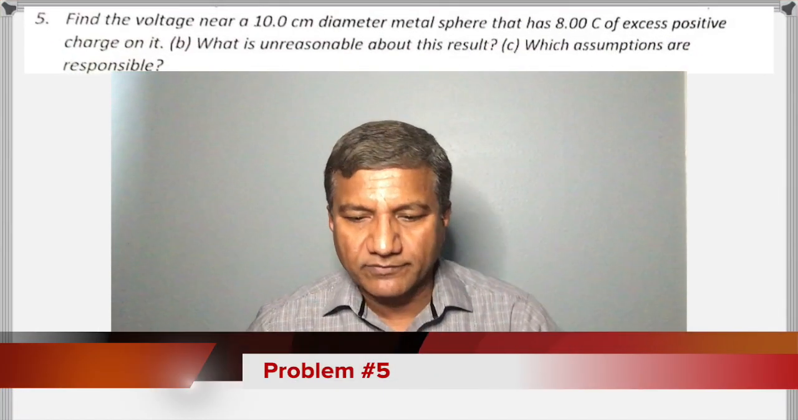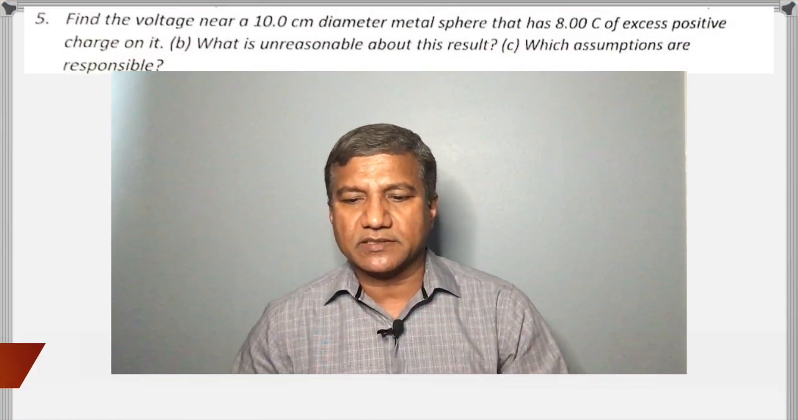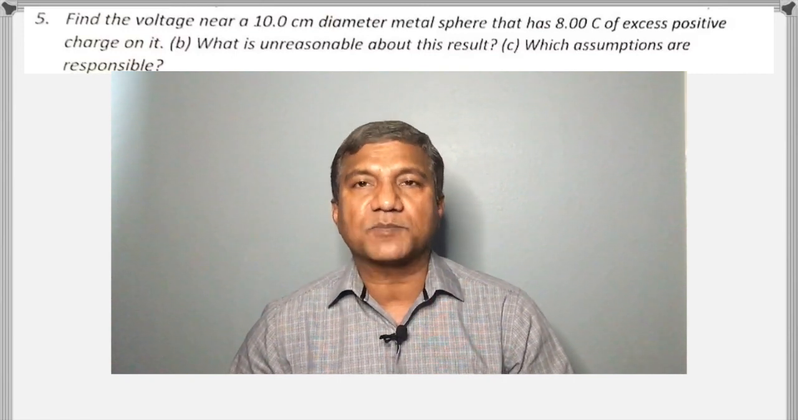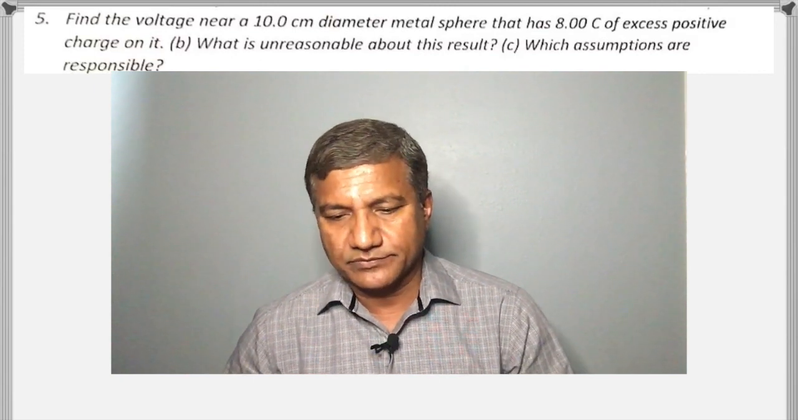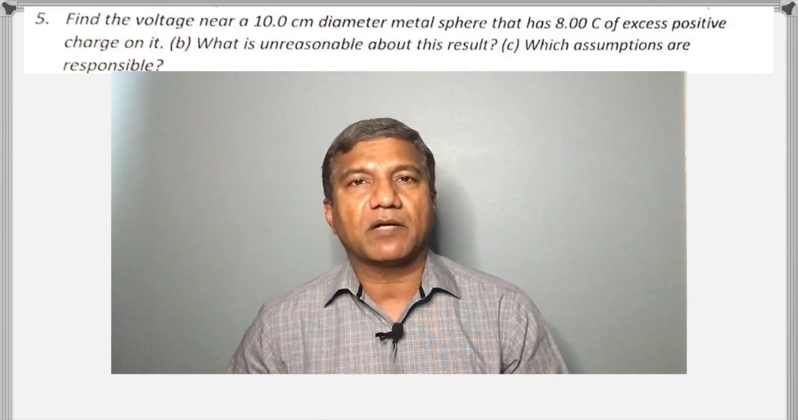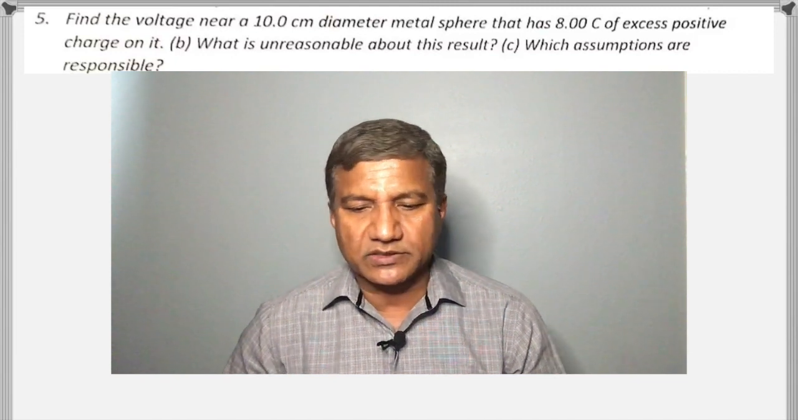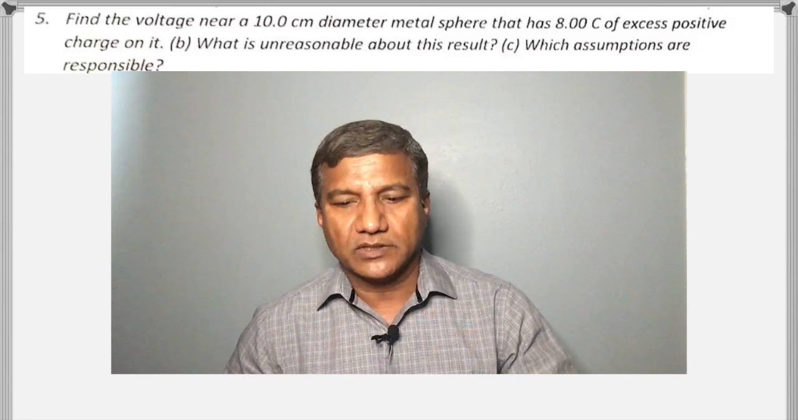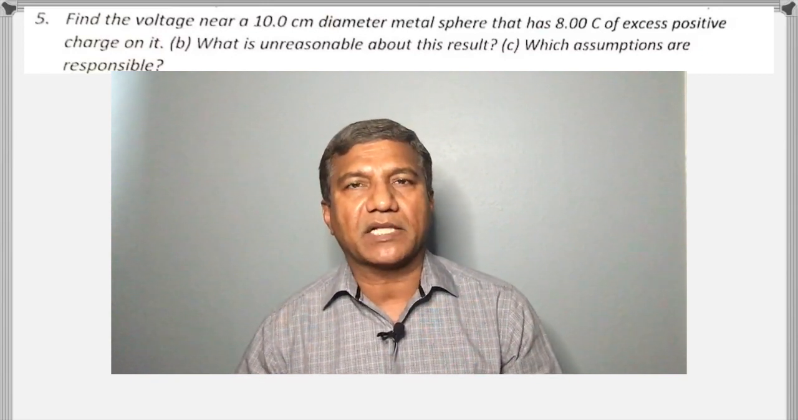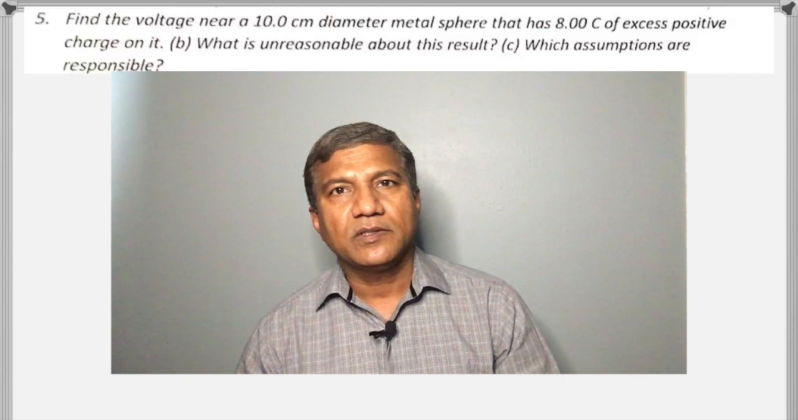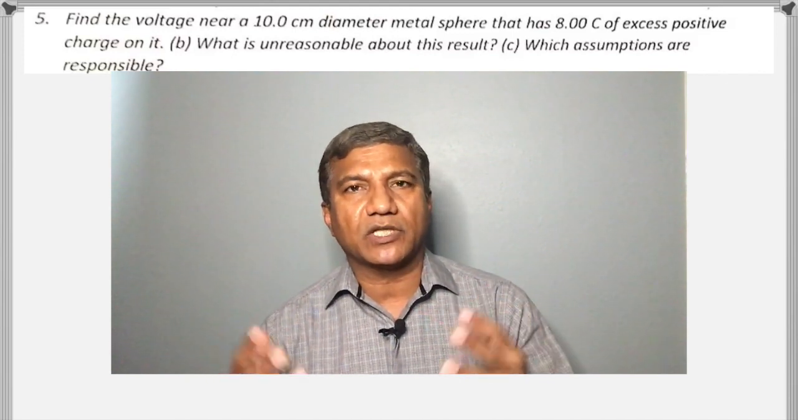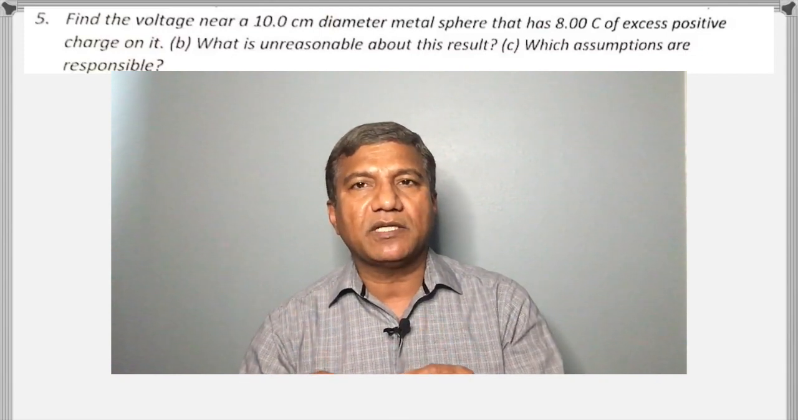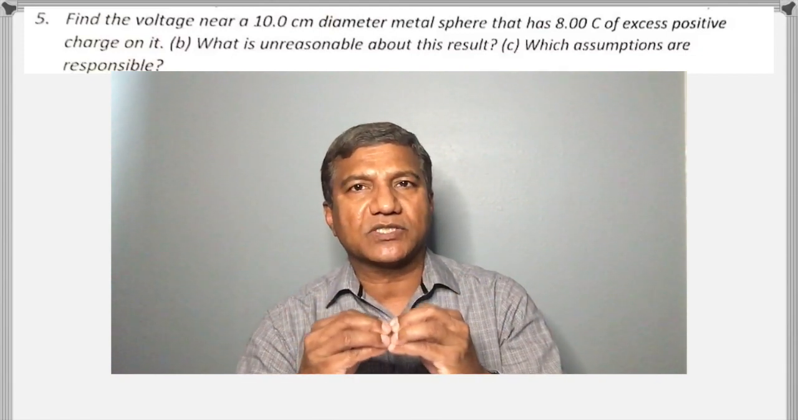Here's question number 5. Find the voltage near a 10 centimeter diameter metal sphere that has 8 coulombs of excess positive charge on it. What is unreasonable about this result, and which assumptions are responsible? So first, find the voltage near this charged metal sphere. The idea here is that the charges on a metal sphere could be imagined to be all concentrated at its center.